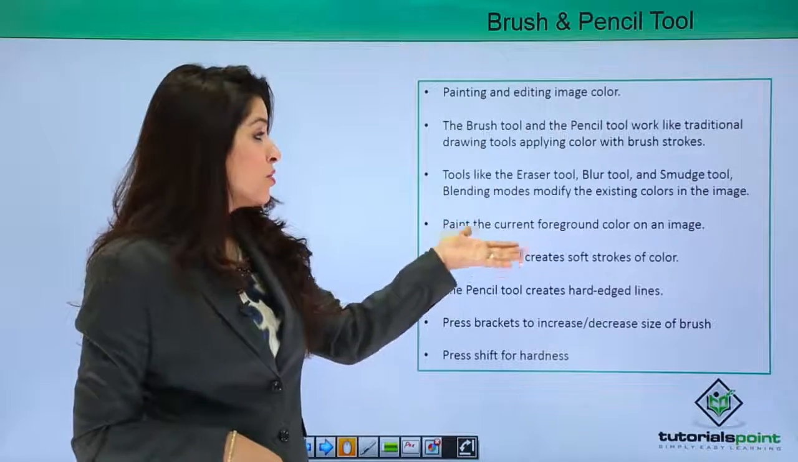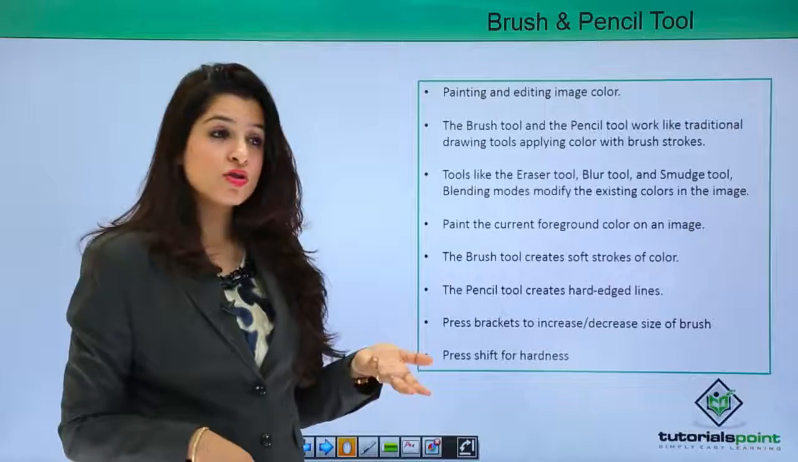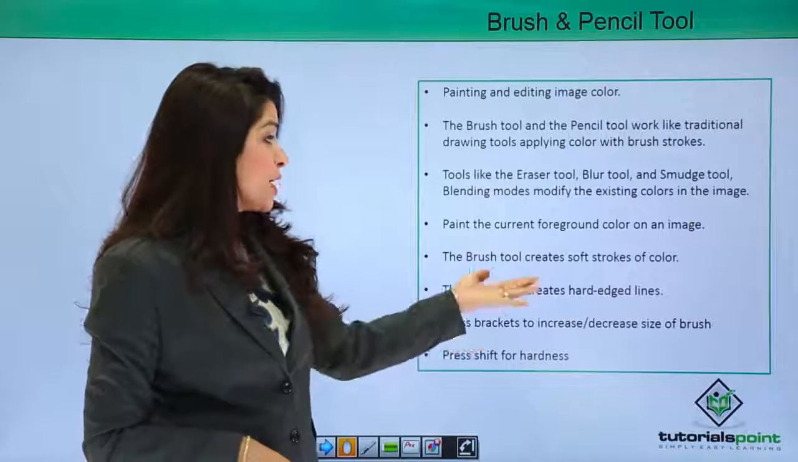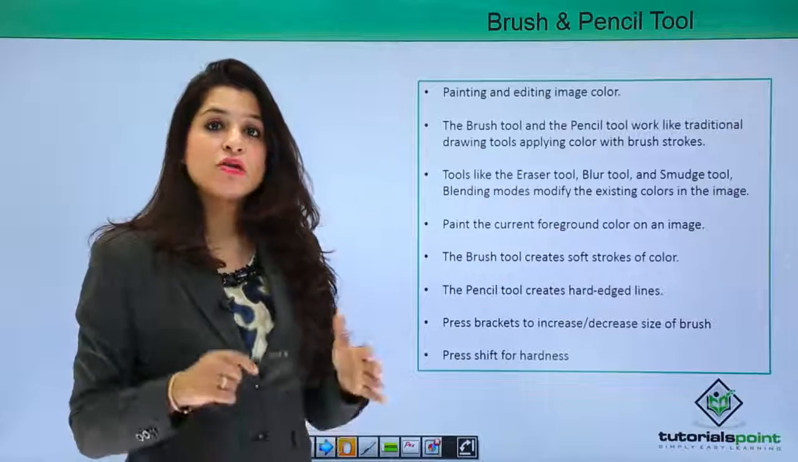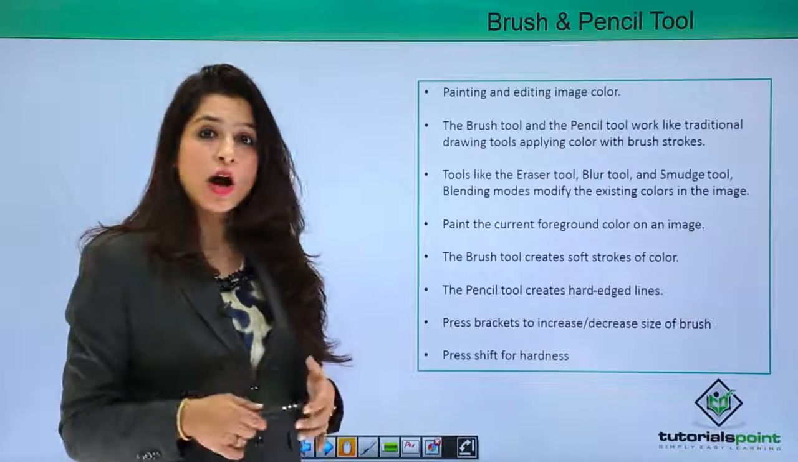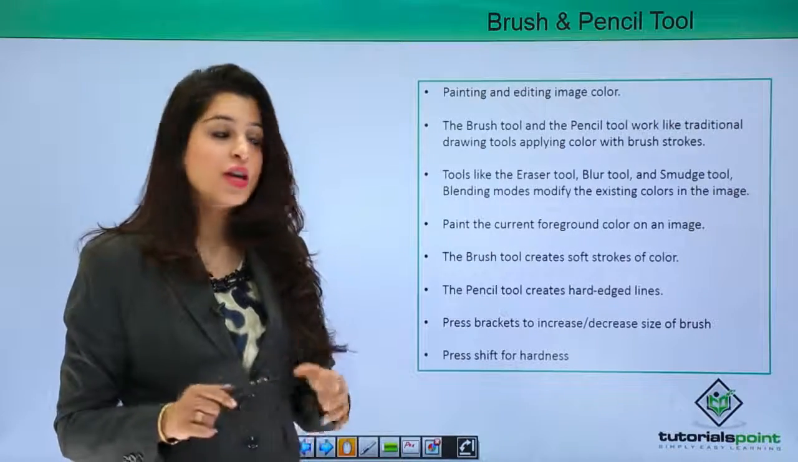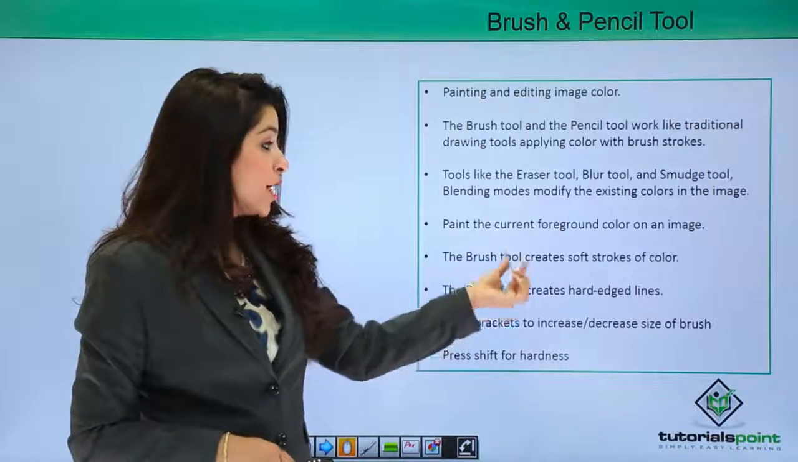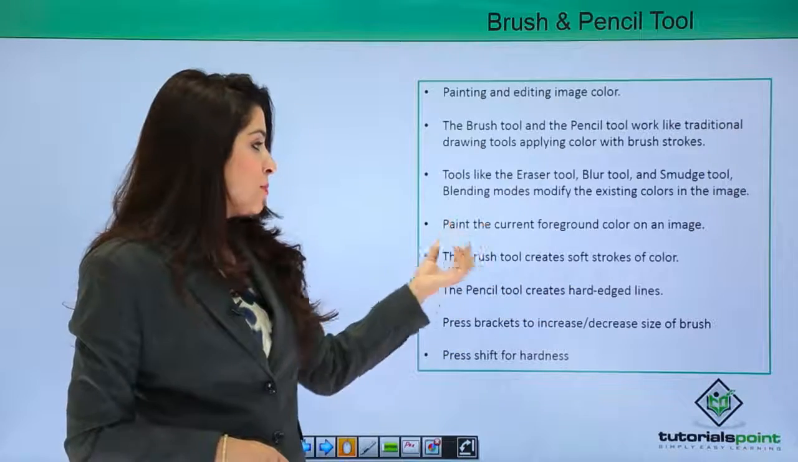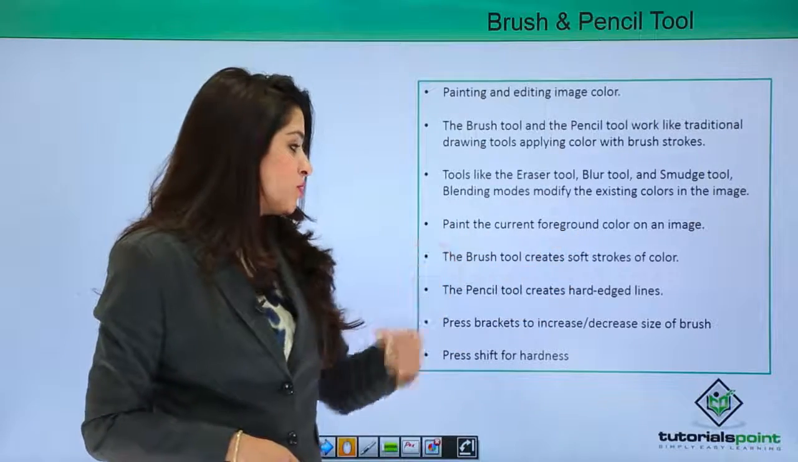We can paint the current foreground color on an image, or we can also create soft strokes of color. So basically we can change the stroke of our brush, how the brush will stroke over the image. The pencil tool is used to create hard edge lines, whereas the brush tool creates soft strokes of color.